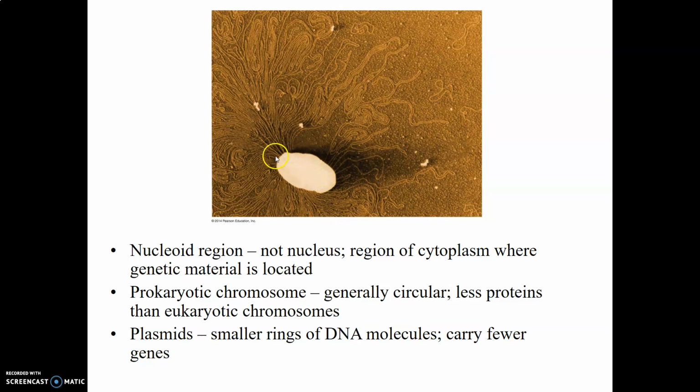The nucleus of eukaryotic cells is contrasted by a nucleoid region that we find in our prokaryotic cells. So this is a region of the cytoplasm where the genetic material is located. And if we look here at this prokaryotic cell, we can see that this little squiggly line represents the prokaryotic chromosome. It's typically circular, and it has less protein associated with it than eukaryotic chromosomes. As I mentioned earlier, many prokaryotic cells also have plasmids, small rings of DNA molecules that carry fewer genes.